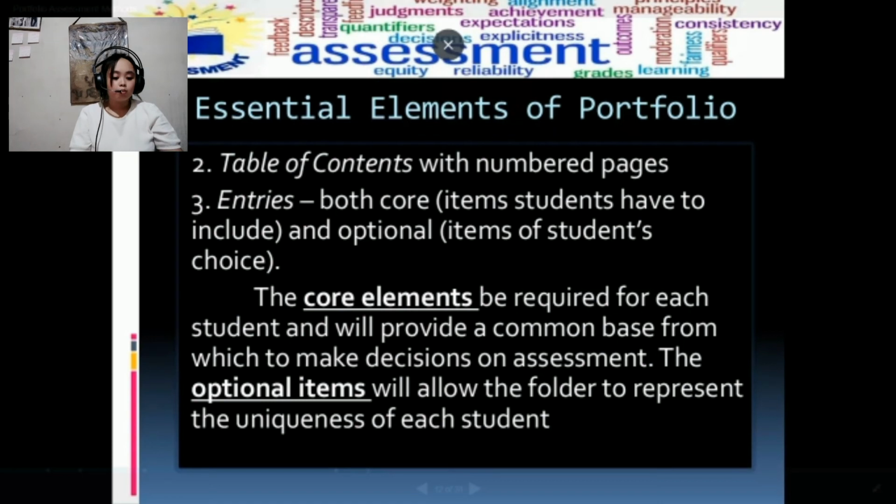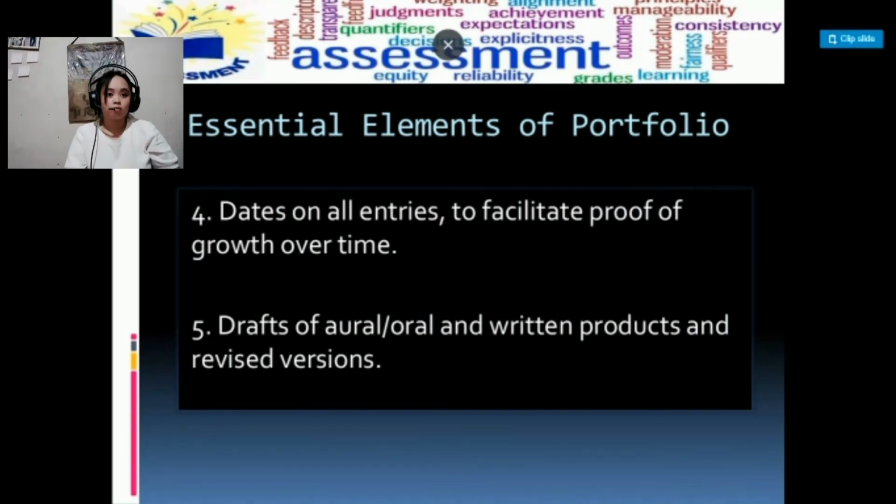These could be both core elements or optional items. When we say core elements, this involves all the contents or related topics in the subject that the students have to include. And optional items are the topics that the students want to include, their own choice. Next is the date of all entries, which gives the students a substantial proof of their growth over time. Then the fifth is the drafts of oral and written products and revised versions.